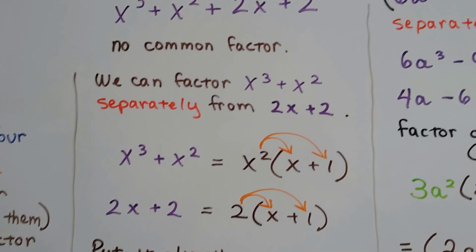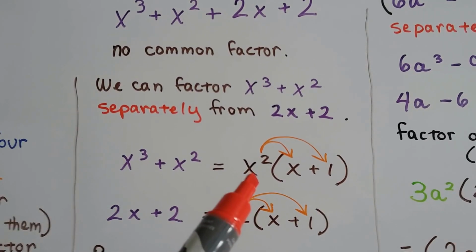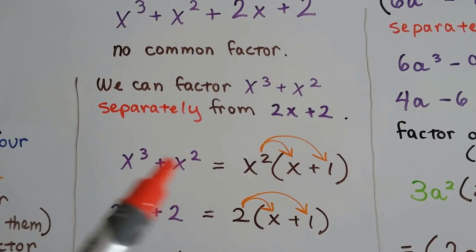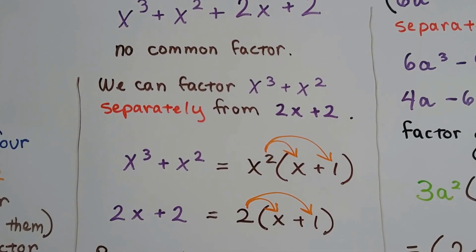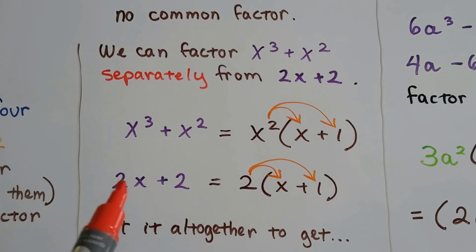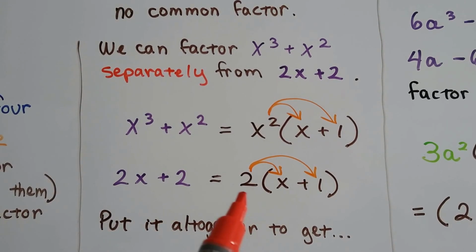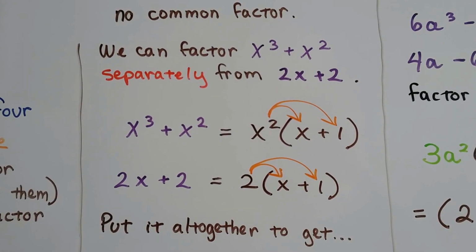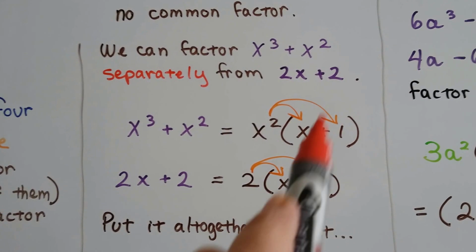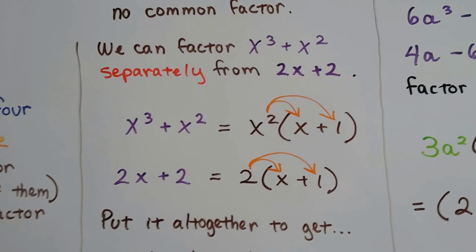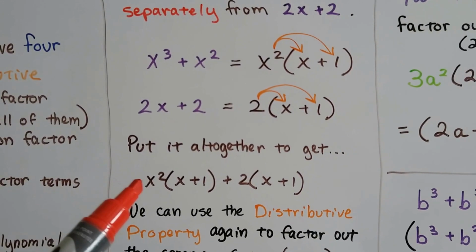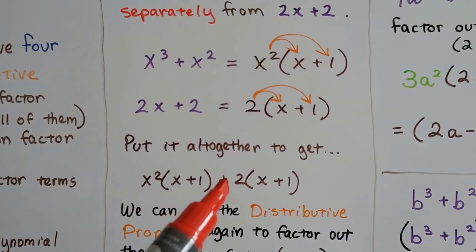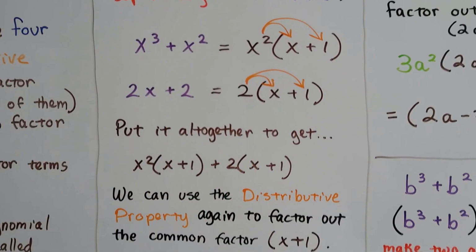So the x to the third plus x squared, we can pull an x squared out because they both have an x squared, and what's left over is 1x plus 1, see? And we can factor the 2x plus 2 as 2 times x plus 1. Now we can see they've got a common factor, don't they? They both have x plus 1. When we put it all together, we get x squared times x plus 1 plus 2 times x plus 1.